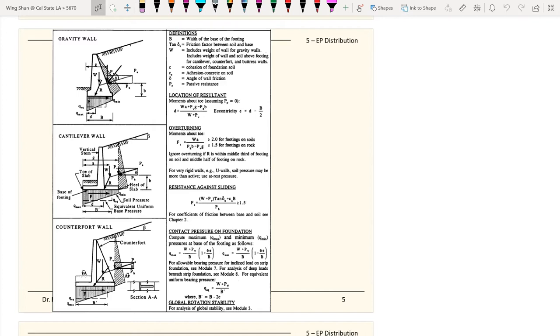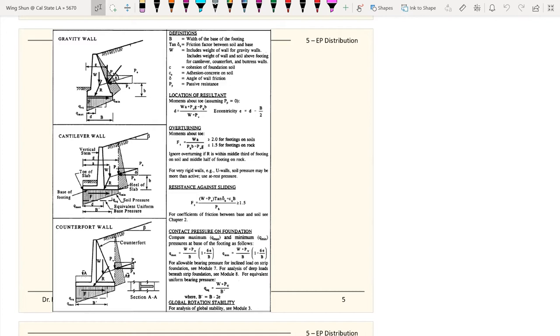the subgrade soil. So the first one is the gravity wall, and the middle one is the cantilever wall, which is widely used nowadays for simple gravity wall settings. And beneath this is the counterfort wall. On the right-hand side, it shows some definitions of the symbols used on the diagram.